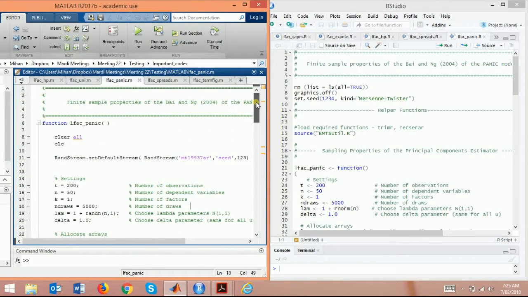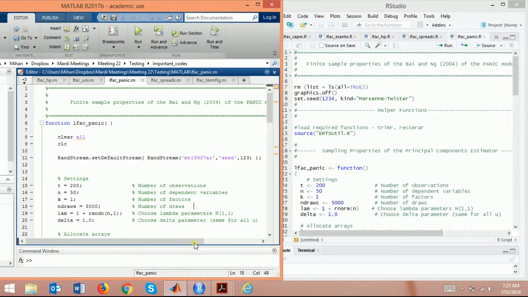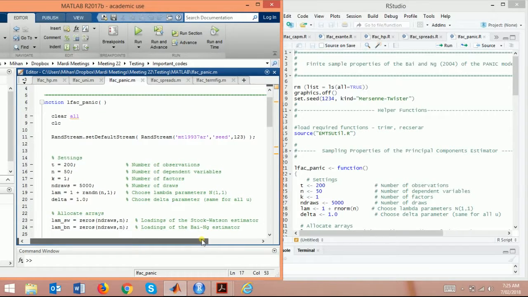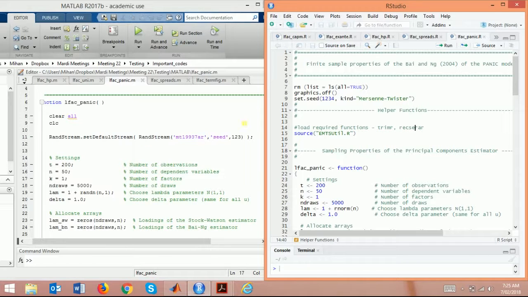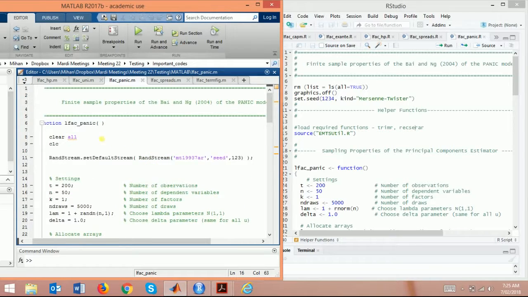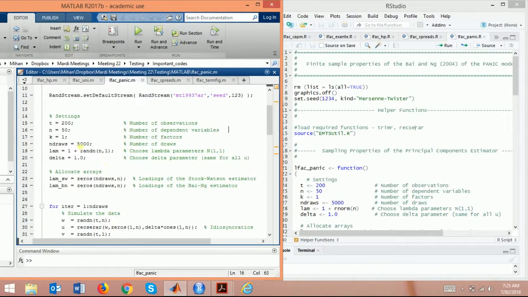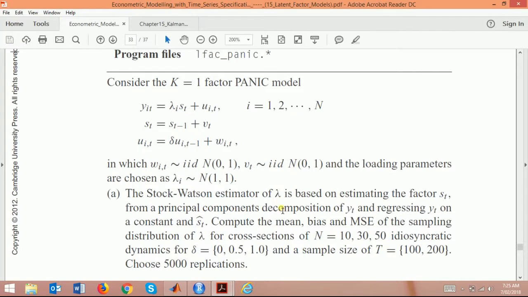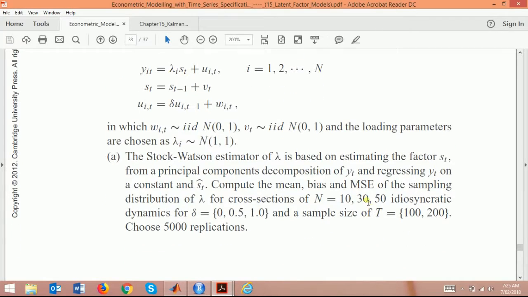So now we don't have any local functions, so we're gonna randomly generate values. Let's do the setting first. Okay, then create the panic model function, and the setting is T equal to 200 observations given to us, and 50 number of dependent variables given to us in the question, right? Number of dependent variables is 50.